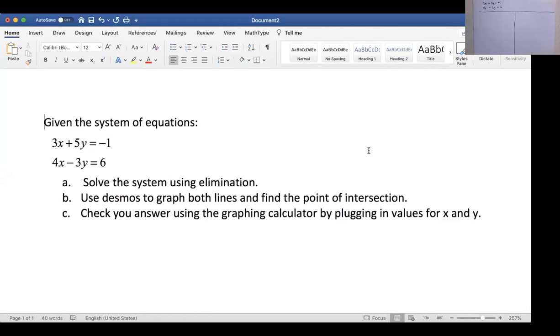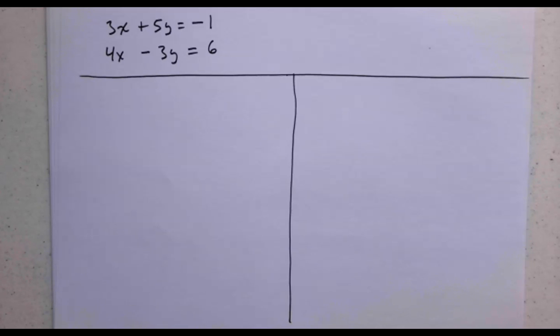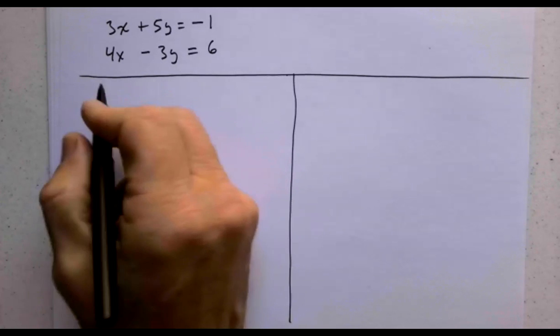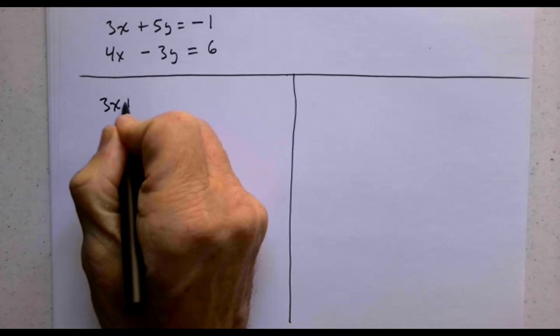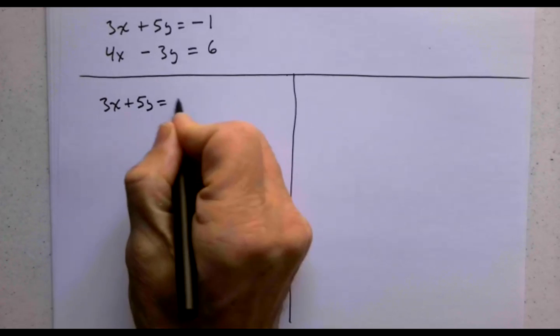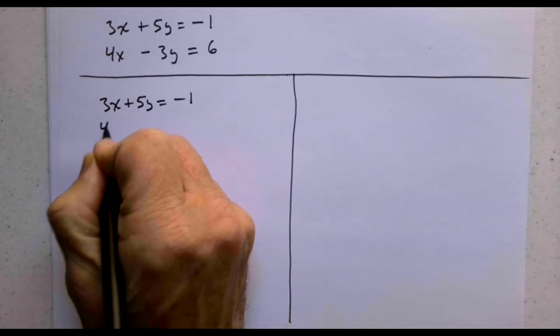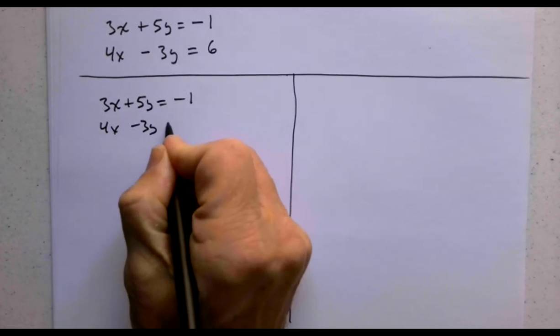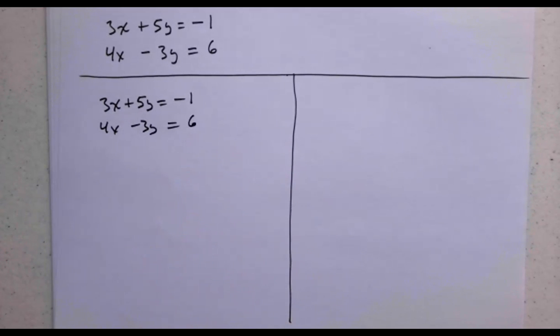This question gives us a system of equations, and our first task is to solve it using elimination of variables. So let's do that. So here's my system. I write it vertically. And maybe I will eliminate the y's.